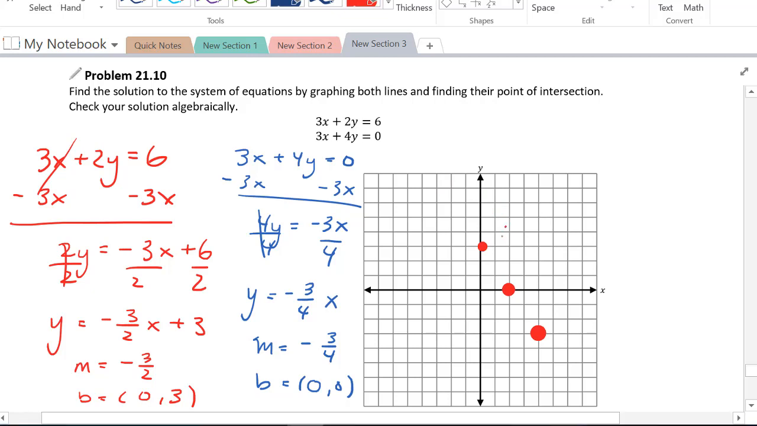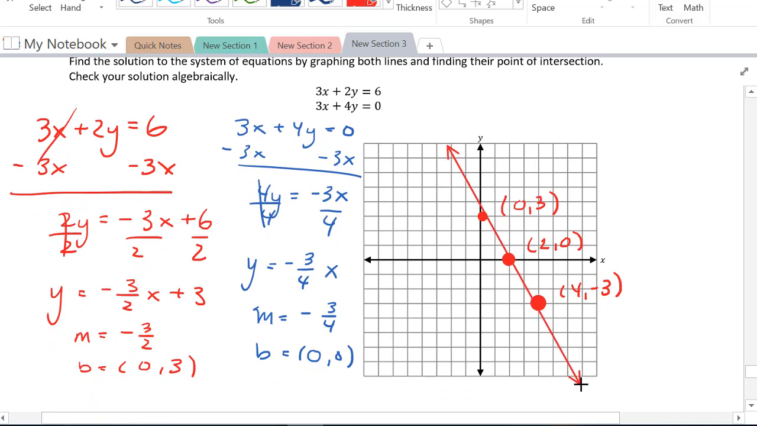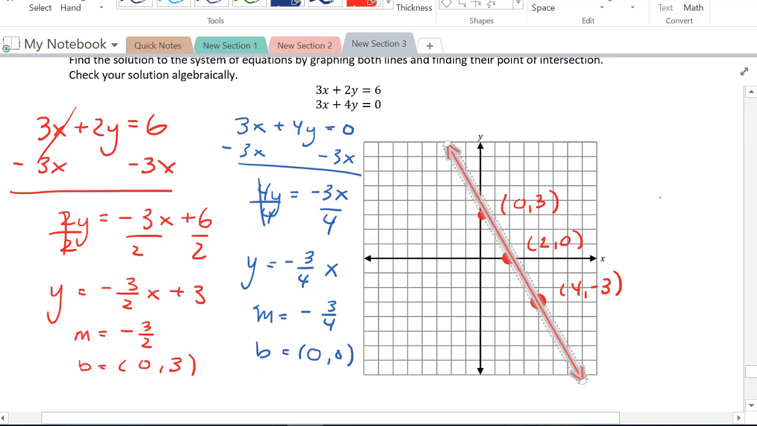So that is 0, 3. This guy is 2, 0. This guy is 1, 2, 3, 4, 4, 1, 2, 3. This guy is 4, negative 3. Okay, I'm going to connect the three dots, and it looks something like this. Again, you should really use a straight edge. I have no choice, I kind of freehand it. This is 3x plus 2y equals 6.